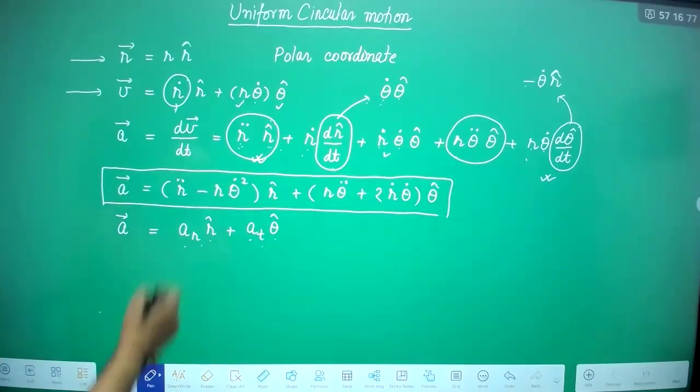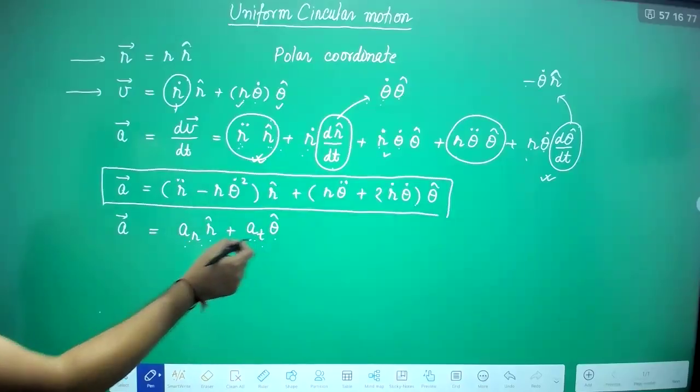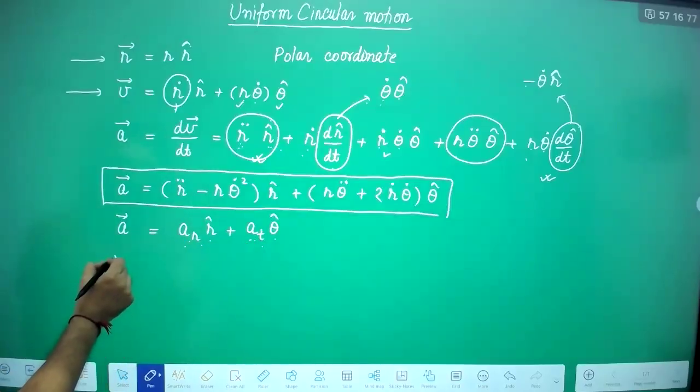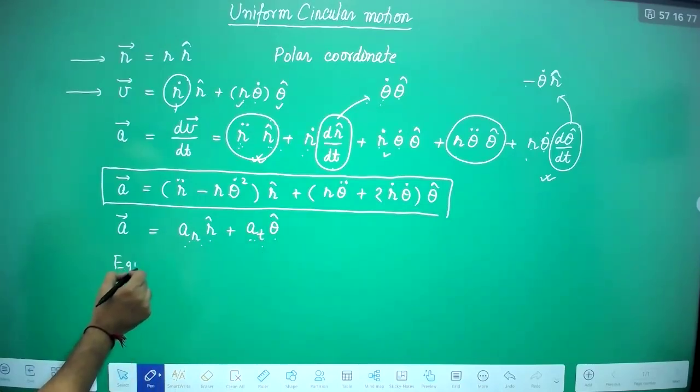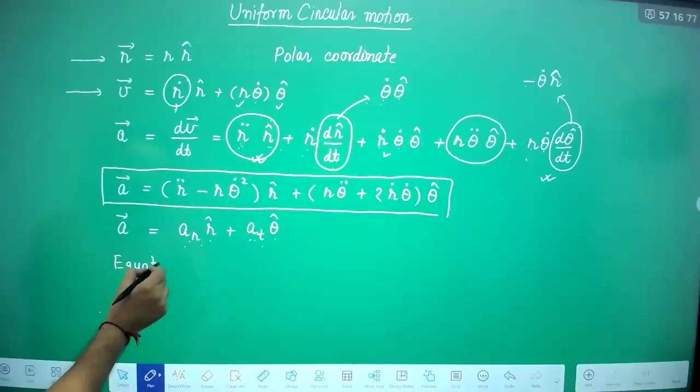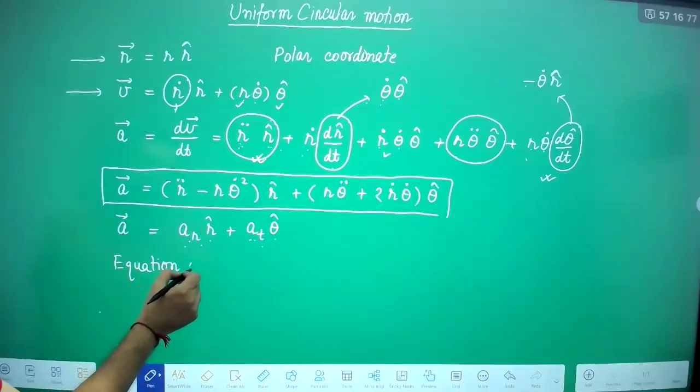Now, if you know AR, you know AT, then what will be Newton's equation of motion? So now in polar coordinates, how can you write the equation of motion?